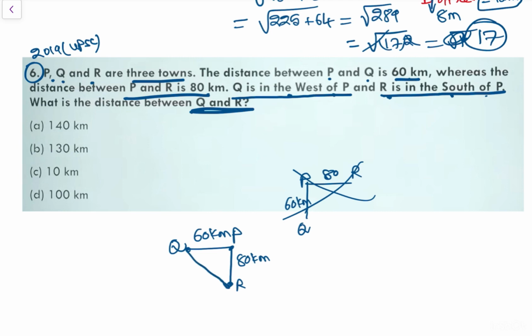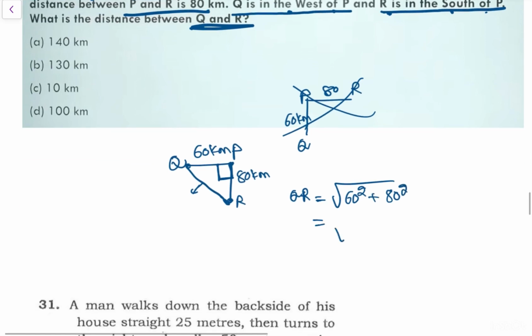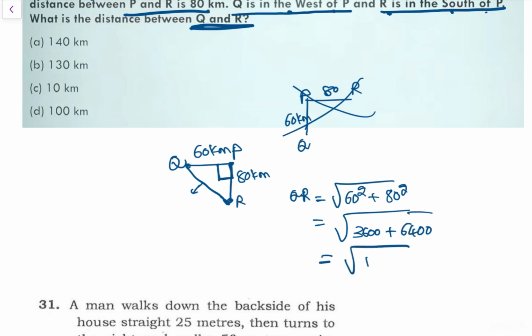Q and R, see again, look, it's a right angle triangle. So the hypotenuse, Q and R: QR is equal to square root of 60 square plus 80 square. So 60 square is what? 3600. 3600 plus 6400. Okay, that is square root of 1 lakh, that is like 100 squared.